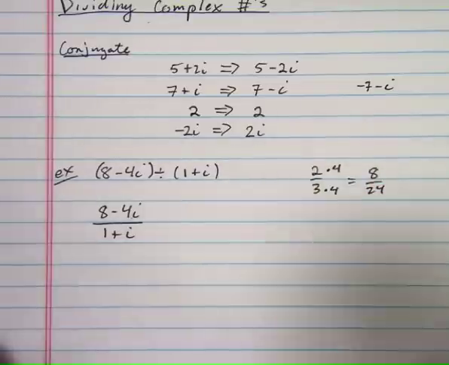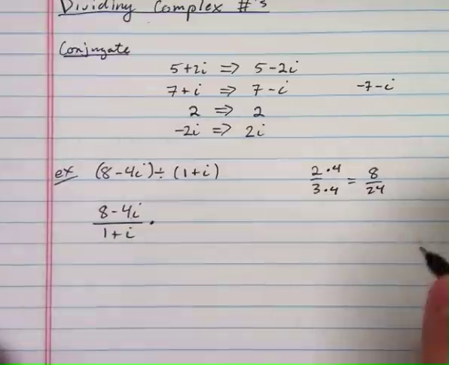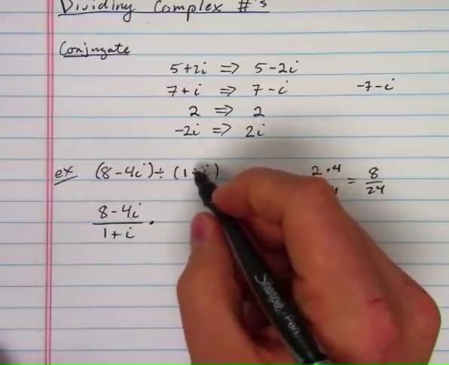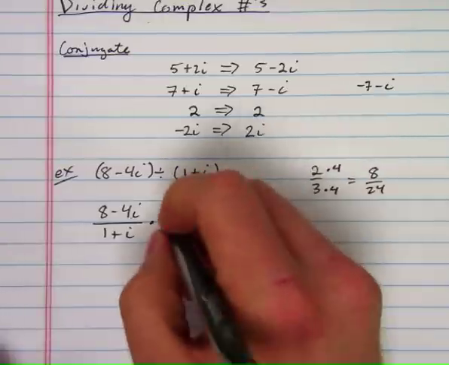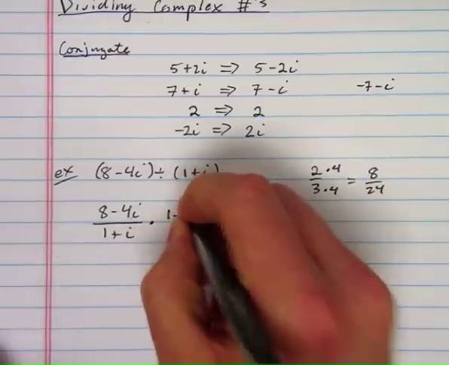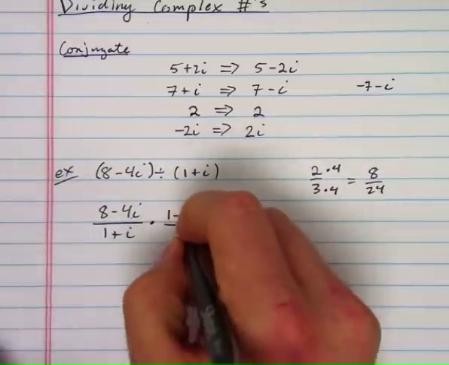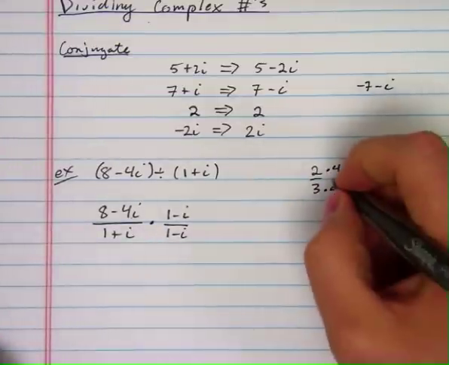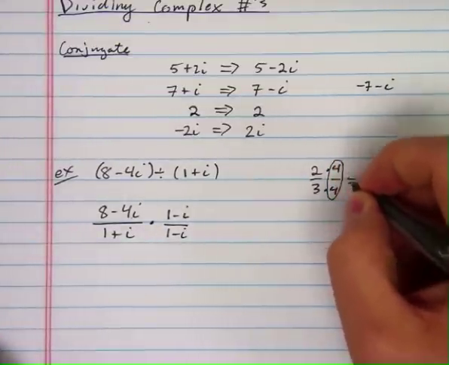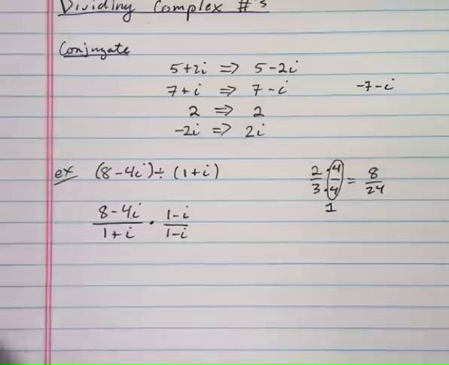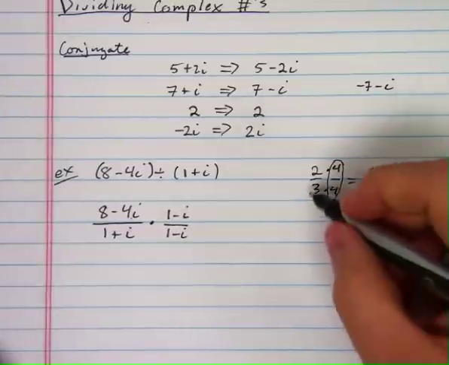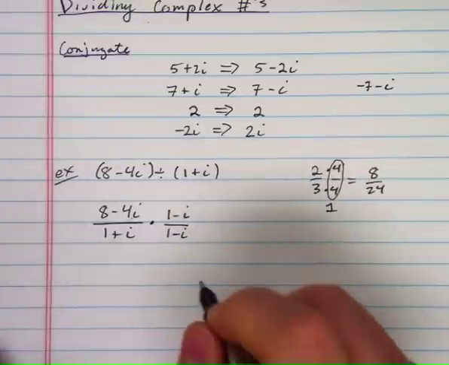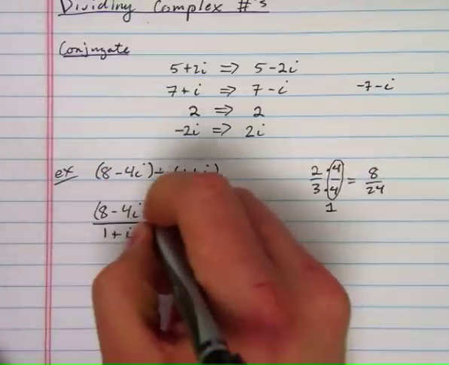Now here, we're going to use the same kind of trick. I'm going to take the conjugate of what we're dividing by. So the conjugate here would be 1 minus i. And I'm going to make a fancy fraction here. Now over here, that's like 4 over 4. 4 over 4 is just 1. So I'm just multiplying by 1. Even though it looks bigger, I'm not changing it. Same thing here.